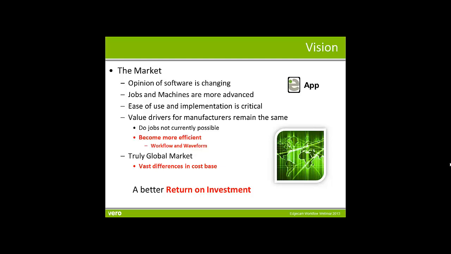Jobs and machines are becoming more and more advanced. There is nothing we can do about this. This is just a fact of life. So ease of use and implementation is critical. They become more and more critical as jobs and machines become more difficult. However, the value drivers for manufacturers remain the same.